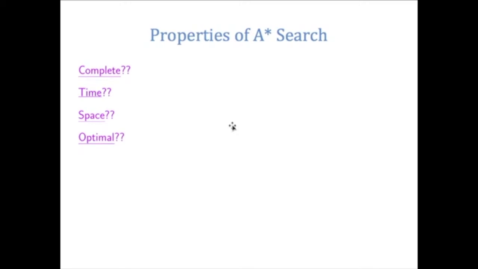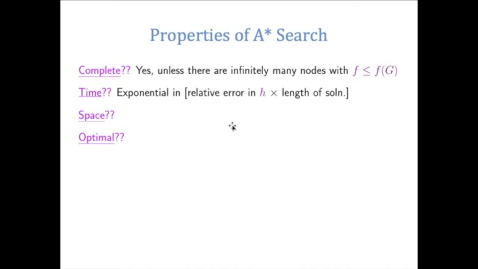Let's take a look at the properties of A*. Is it complete? Yes, unless there's infinitely many nodes where our F function is less than or equal to the F function for the goal, which is highly unlikely. How about time complexity? Well, it's exponential in the relative error in H, that is the extent to which H understates the actual cost, times the length of the solution path. Space, well, it has to keep all the nodes in memory because we saw we might want to revisit a node that turns out to have a lower cost as things turned out.